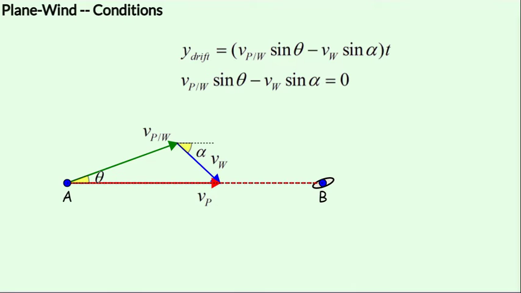We assume the angle the wind makes with the horizontal as alpha. The velocity along the y-axis is Vp with respect to w sine of theta minus Vw sine of alpha, and this has to equal 0, where alpha is the angle Vw makes with the horizontal. So in problem solving, we can use this as a condition.